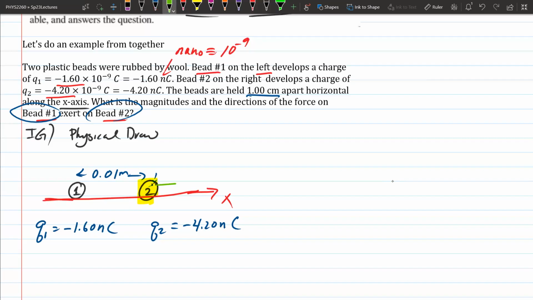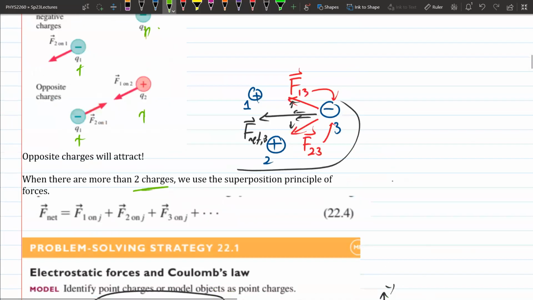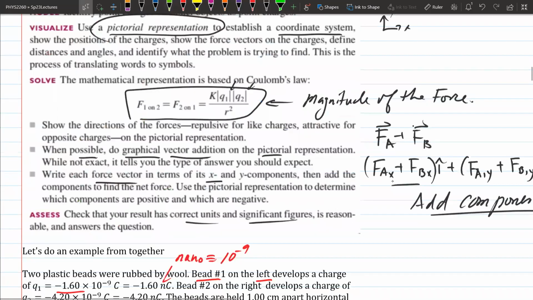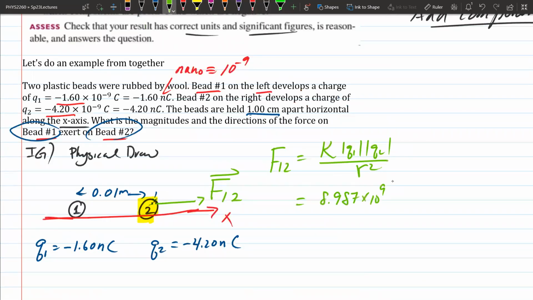So let's do the little force drawing, in green. This is the force that 1 is going to exert on 2, F12. The magnitude of this, without the vector on top, is going to be Coulomb's law: K times Q1 Q2 over R squared. K is 8.987, it's not an interesting number, you just count down from 9. 8.987 times 10 to the 9.